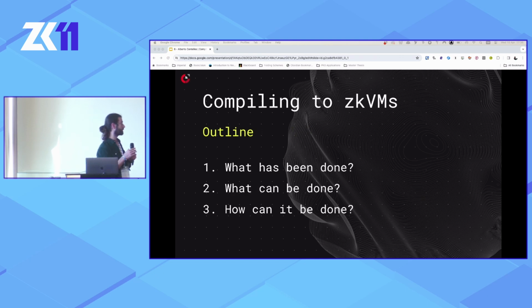So the outline of this talk is going to be, first we're going to give some context about what has been done. We're also going to talk about what can be done, understanding the pain points of where ZKVMs are currently not working so well. And then we are going to give some examples of how different teams and approaches have addressed these different problems that we are also showing.